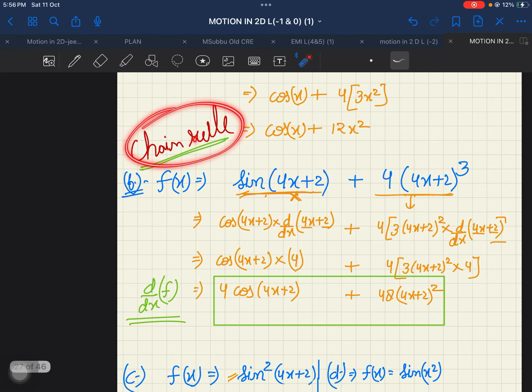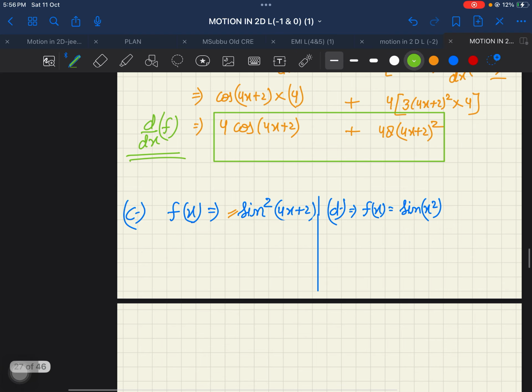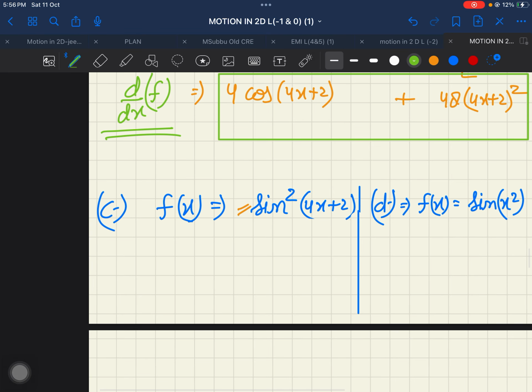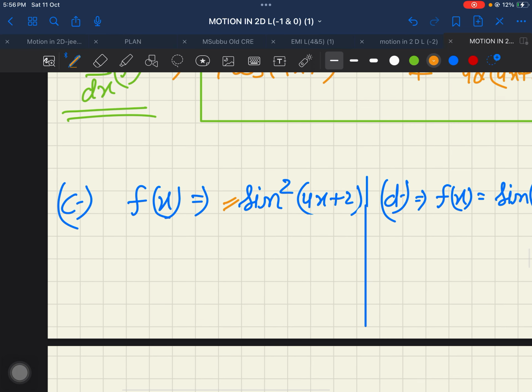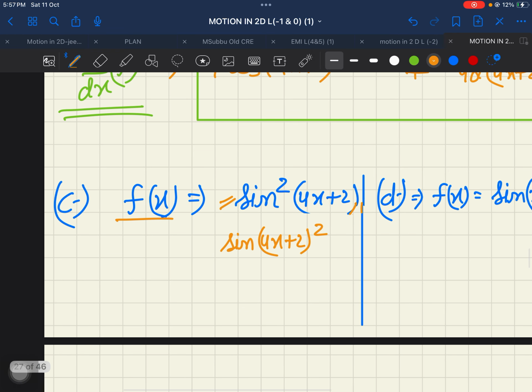Okay students, so let me give you some more examples based on this chain rule. So this is your next example. Okay, so just think about it, C part. Just think about it, everyone. So here you have f(x) equals sine square (4x plus 2), or what you can write this to be as (sine of (4x plus 2)) square, right? Okay, just check, everyone.